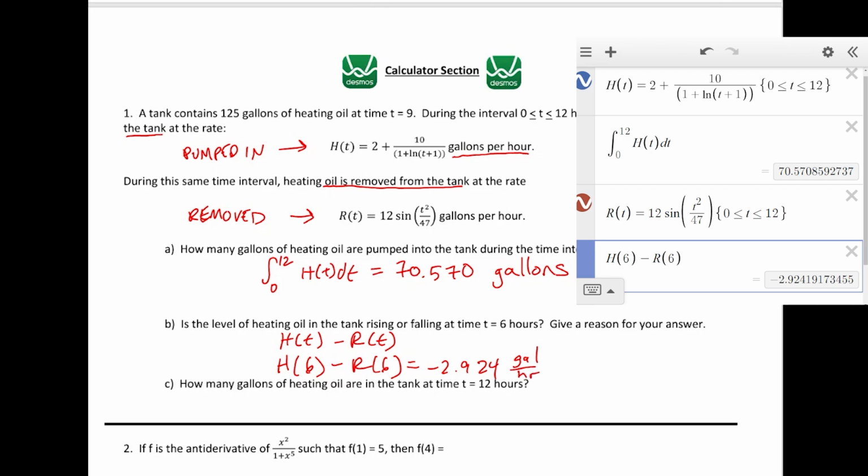And so what this is giving us is the overall rate of change of the amount of oil. And since it's negative, that means that the oil is being removed faster than it's being pumped in. Since this is negative, that means the amount of oil in there is decreasing. Okay, so the level of oil is going to be falling at time equals 6. So we can just say basically that our answer is falling because h of 6 minus r of 6 is negative.